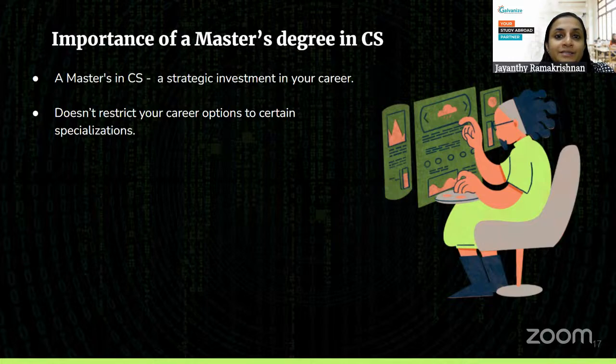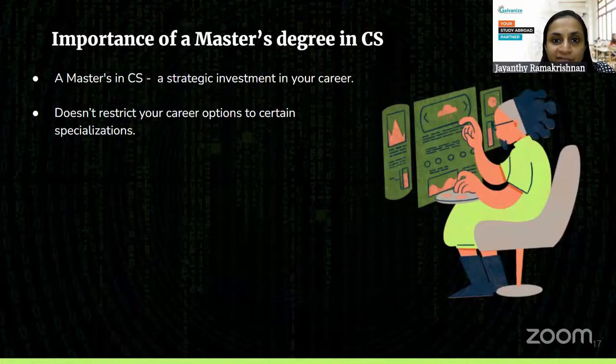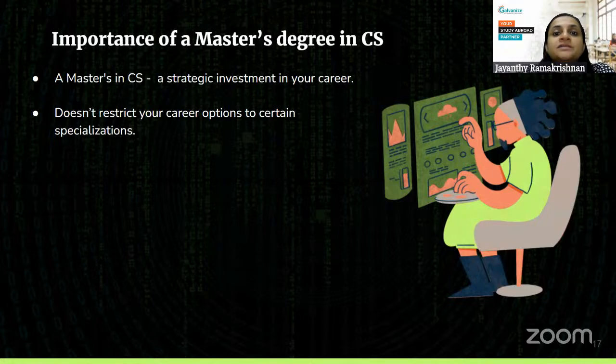Now, the interesting part is if you do a master's degree in computer science, it doesn't restrict your career options to certain specializations. Because of the curriculum that is included in a master's degree, the things that you learn, it helps you extend yourself into any kind of field. And like I said, looking at the current trends, you can work in any industry. You don't necessarily have to work only in the IT industry. You can work in the healthcare industry. You can work in the agriculture industry. So any industry basically requires a computer science graduate.